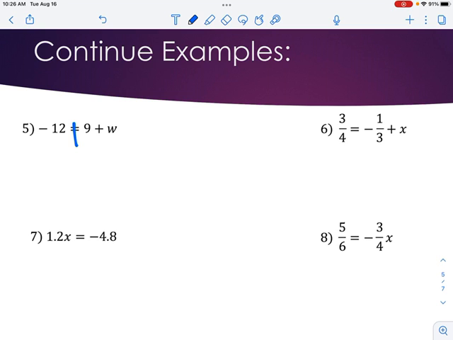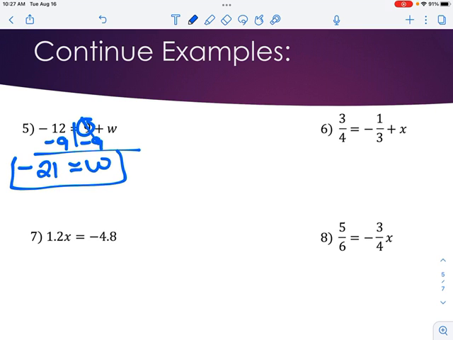So here on number 5, we're going to start in and we say, okay, what am I doing to w? Well, if I look here, I have 9 plus w. Now remember, that plus sign that we have really goes with the w. So what we do is we look at the 9. The 9 is a positive number. So to get that to disappear or to go away, we want to get rid of it. We want it to go to 0, so we have just w. We're going to subtract 9. So that would leave me with w equals negative 12 minus 9. That's going to give me negative 21.